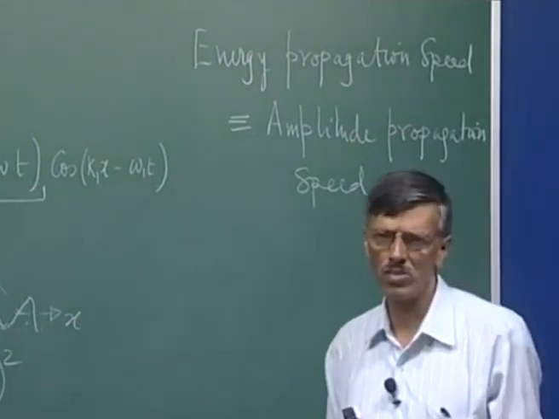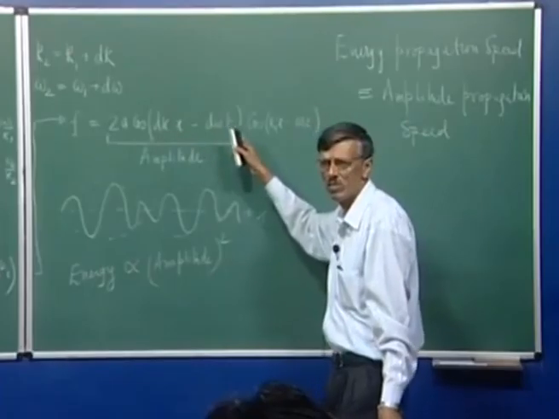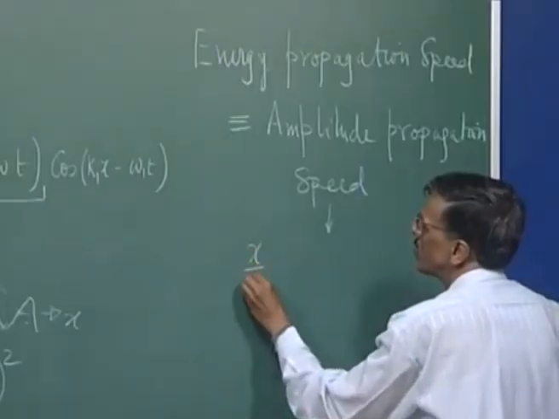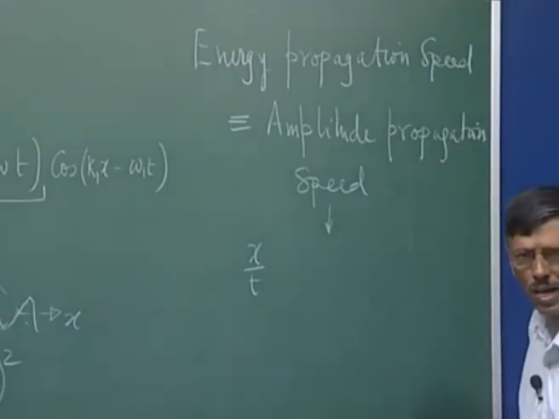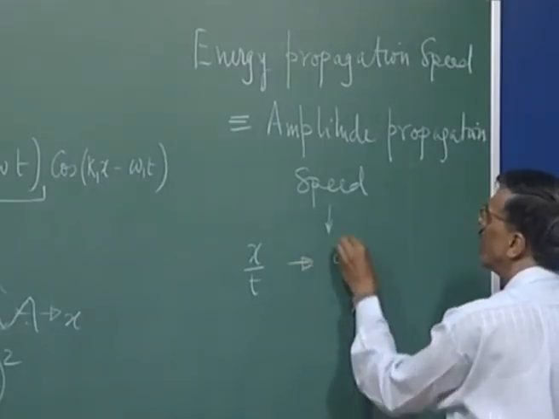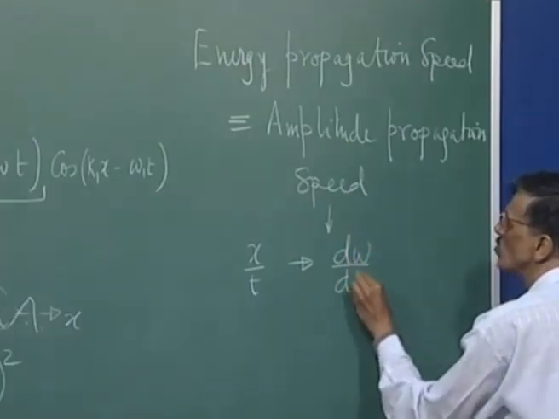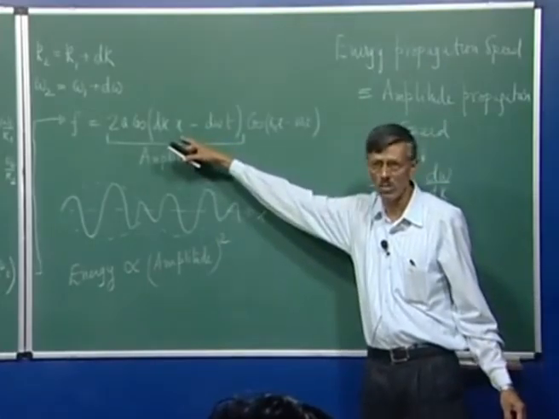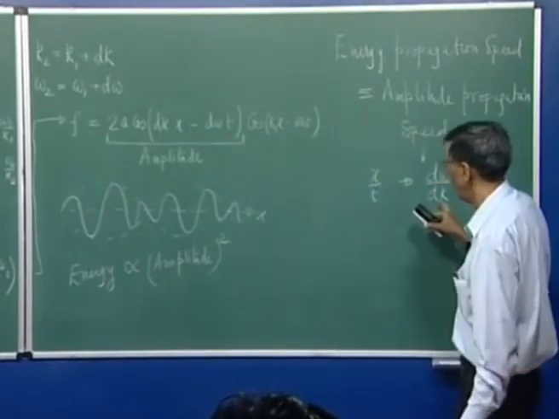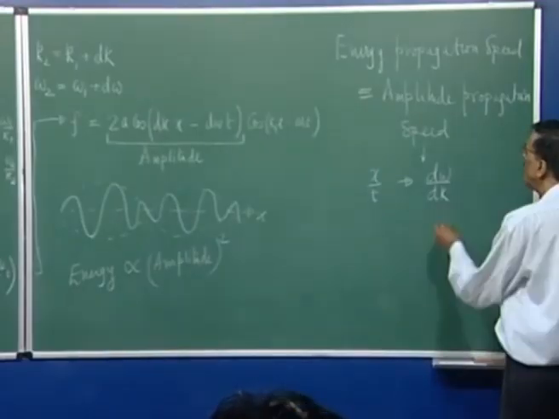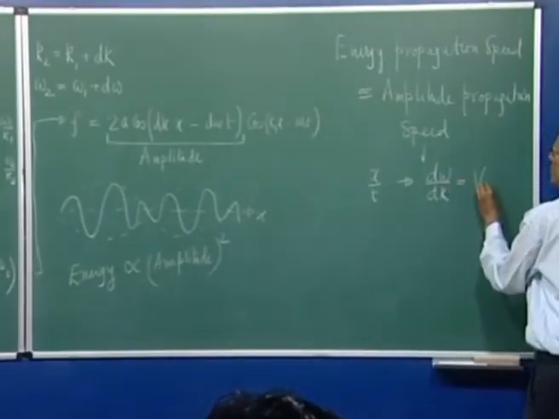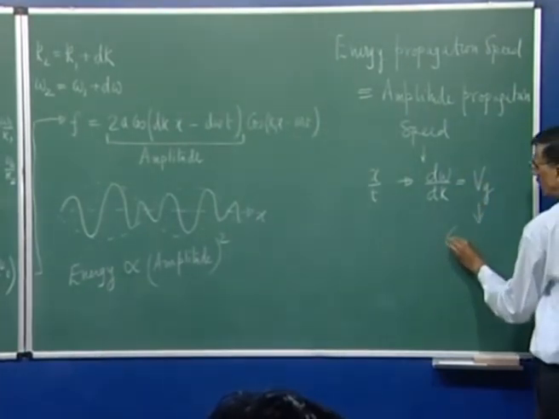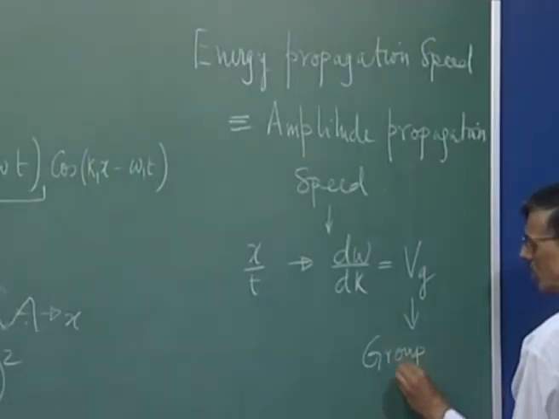And what is the amplitude propagation speed? That you can see the way it is. So this is going to be the speed at which the x by t line moves. And what is that? That's what I can see, that constant phase of this amplitude would give me this, right? So this quantity is given a name, which we will call Vg, and this is what is called the group velocity.